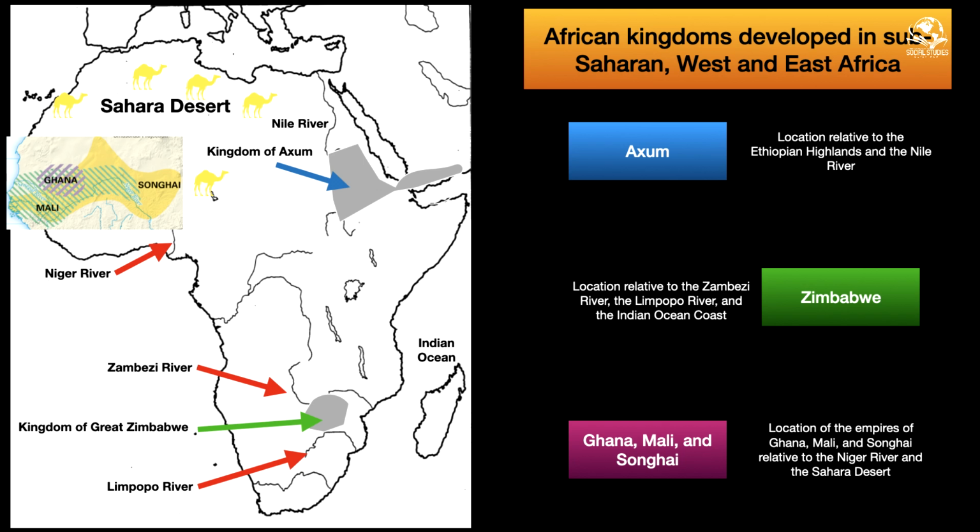So you notice there's an insert picture. It says Ghana, Mali, Songhai. And those kingdoms did not exist at the same time. They were independently active. So one took over after the other and so on. They're located on the Niger River, and that's something that's important to understand. We talked about that way back in the beginning of the year.